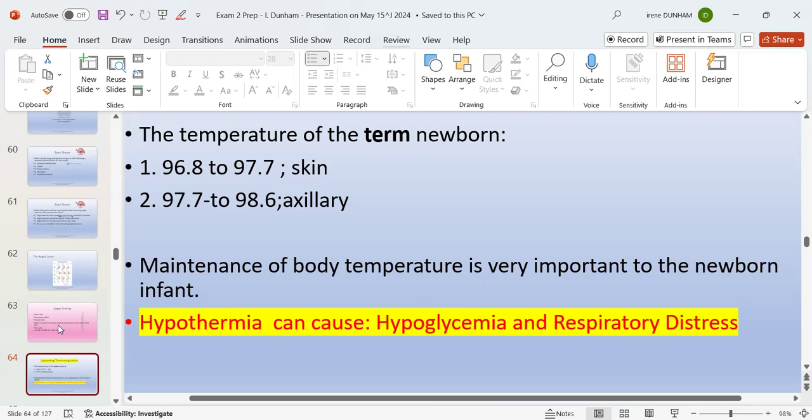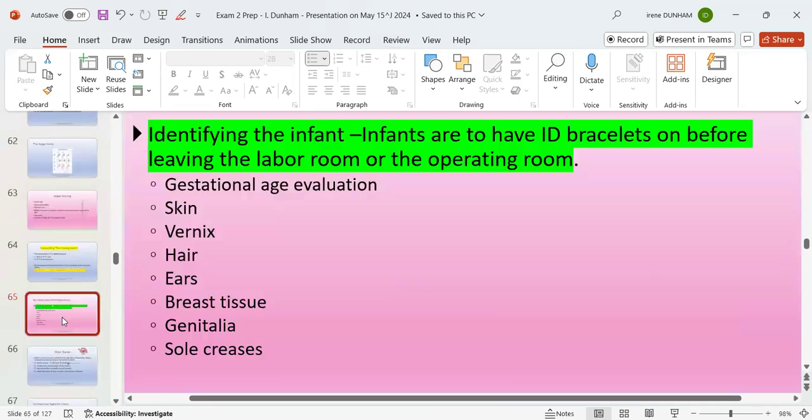So how can I make sure my baby is warm in the delivery room? Skin to skin. Keeping it warm. Well, you've got the radiant warmer, right? That radiant warmer you have in the delivery room, or the labor room, because we have LDRs, labor delivery recovery. You always want to make sure that you have him warm. Now, another big thing is having their ID bracelets on before leaving the labor room or the operating room. So remember, that's a really good question though. You want to make sure that you always have the ID bracelets on before leaving the labor room, LDR, or the operating room.